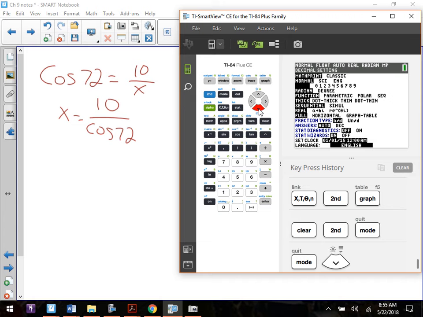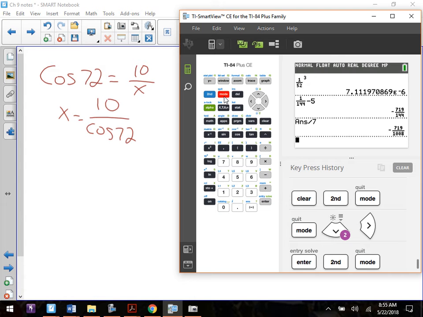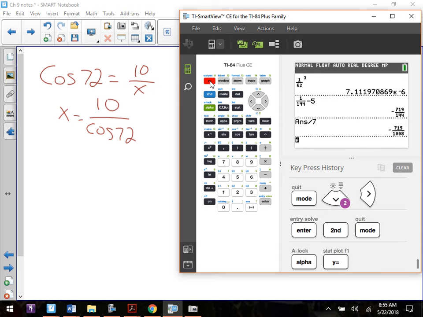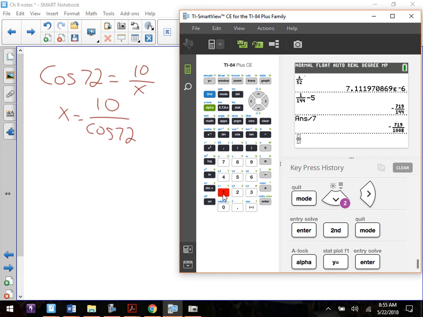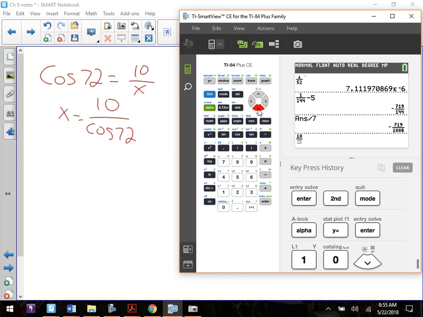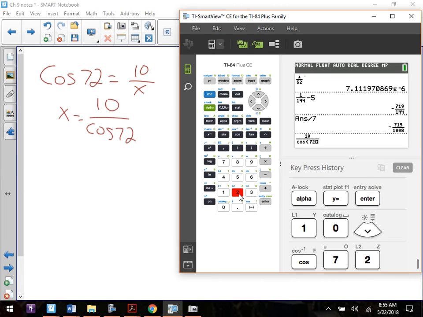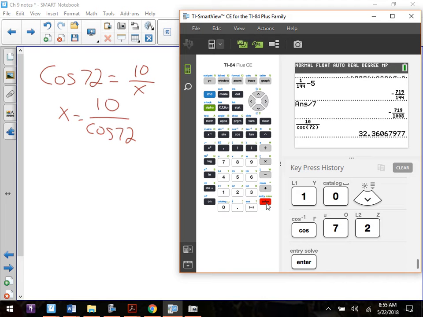I didn't change mine. With radians? Yeah. Degrees, okay. Because hers will default. 32, 36. All right. Again, buttons shouldn't be all that tough, we hope.